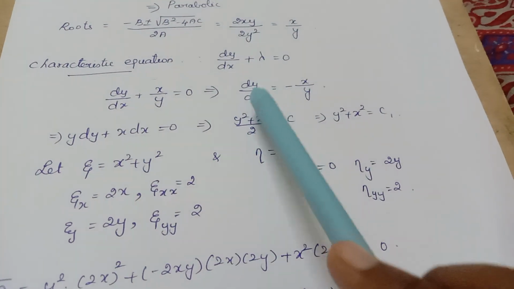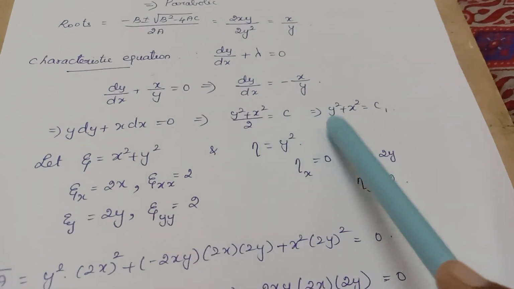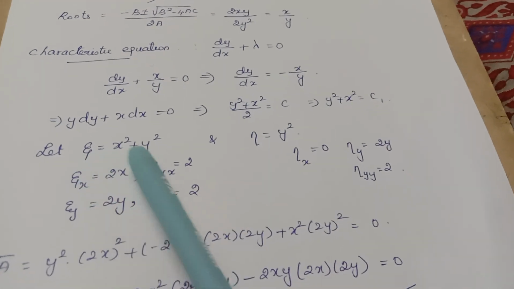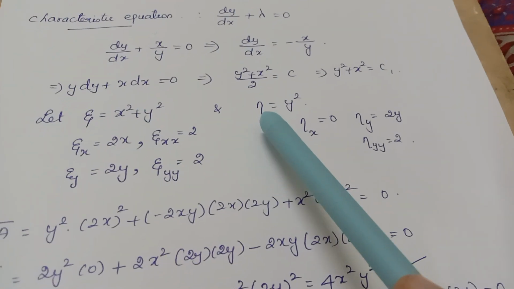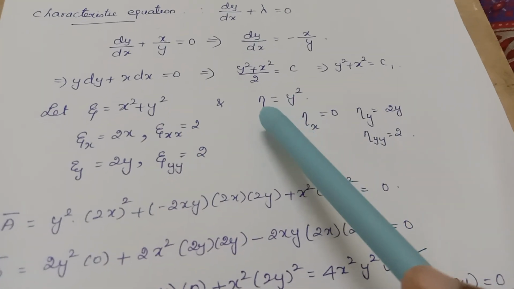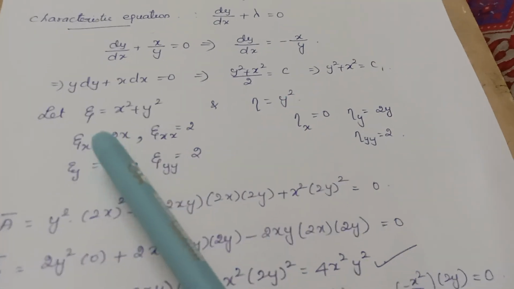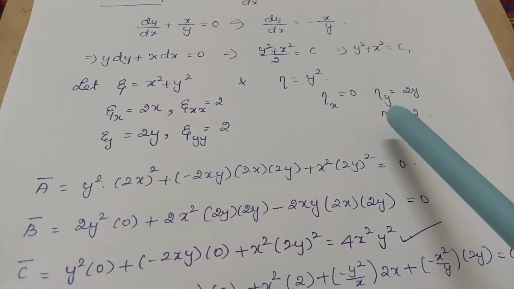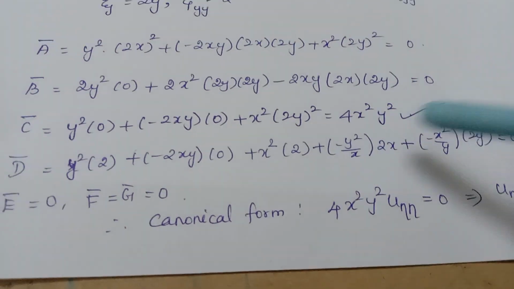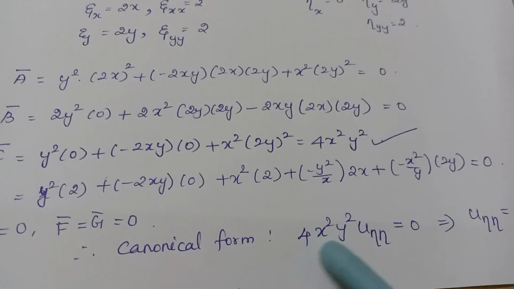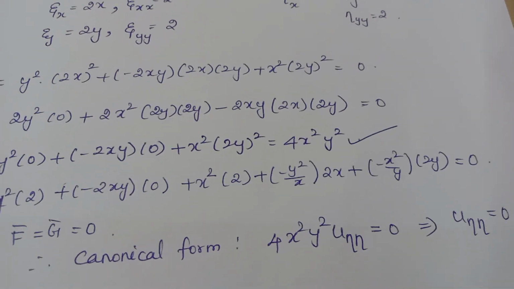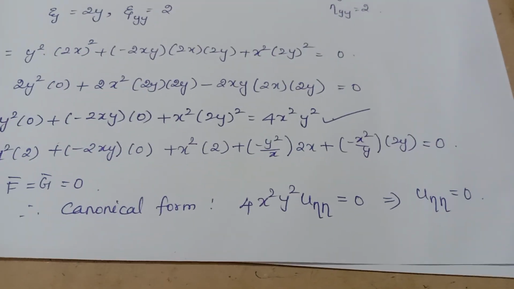If you solve this equation, you get x square plus y square equal to c1. So this is taken to be my psi. Psi is equal to x square plus y square, and eta has to be chosen such that it is not parallel to psi. So let me choose eta equal to y square. Then find all the first and second order derivatives for both psi and eta and substitute in the values of a bar, b bar, etc. and write the canonical form as 4x square y square u eta eta equal to 0. That implies u eta eta equal to 0. This is called the canonical form.